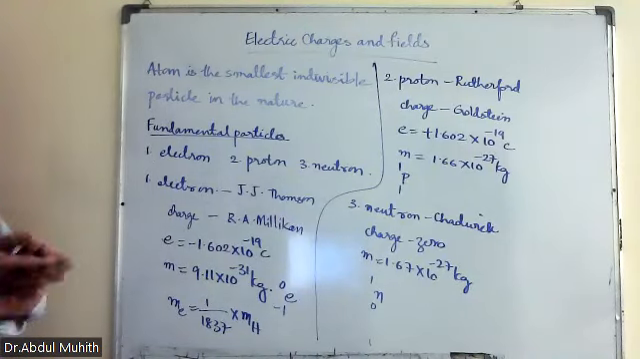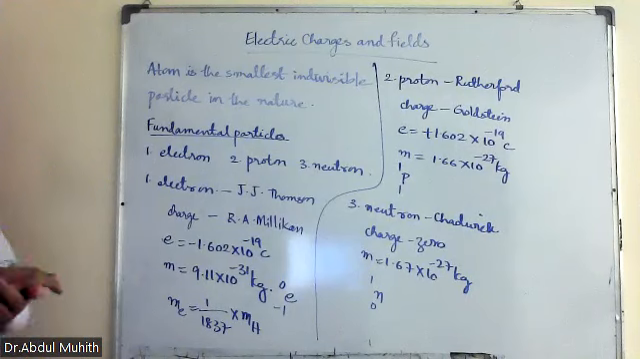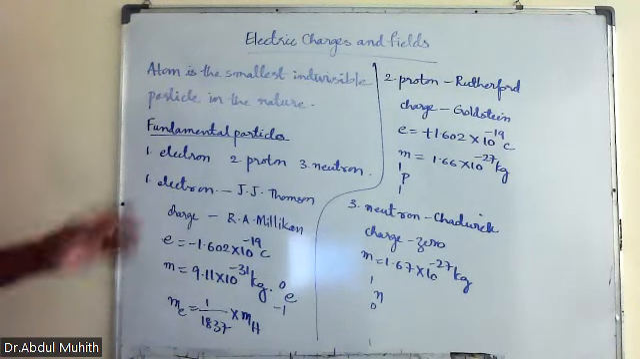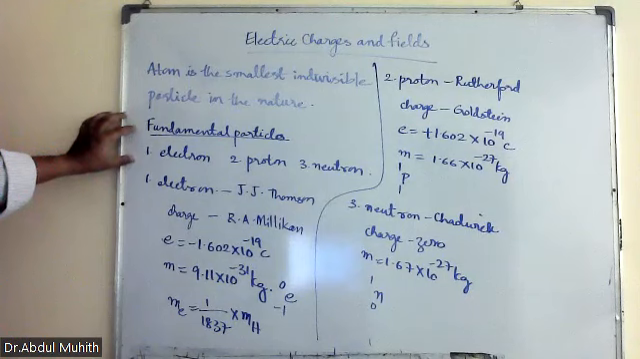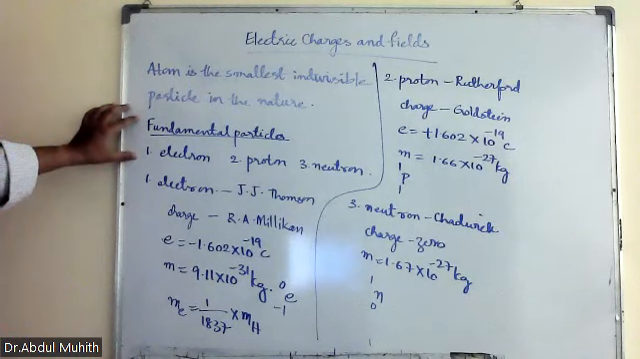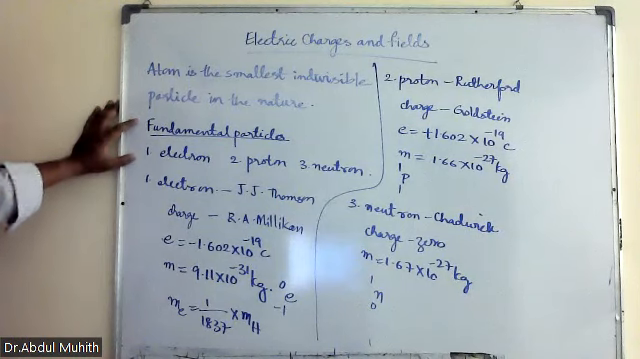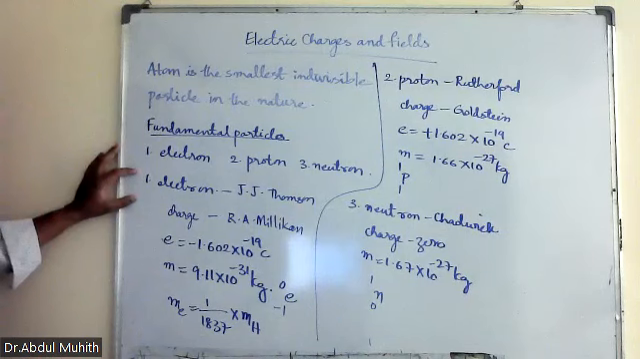From the beginning, the atom is the smallest indivisible particle in nature. We have three fundamental particles: electrons, protons, and neutrons. What are fundamental particles? These are particles present in each and every atom. So we have electron, proton, and neutron.